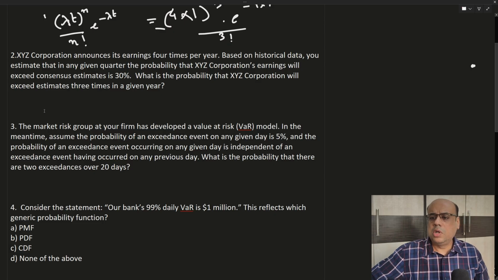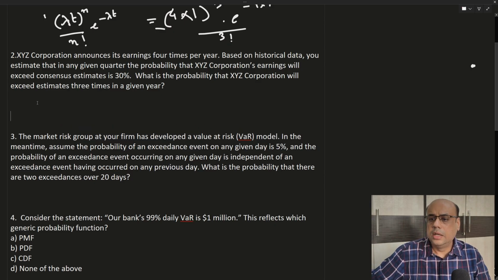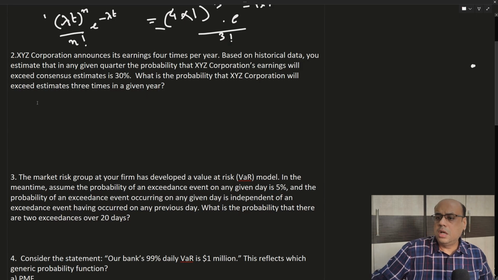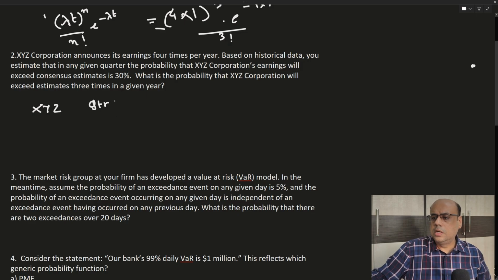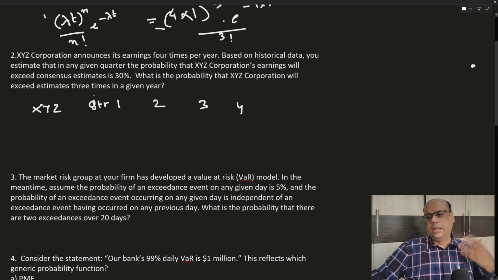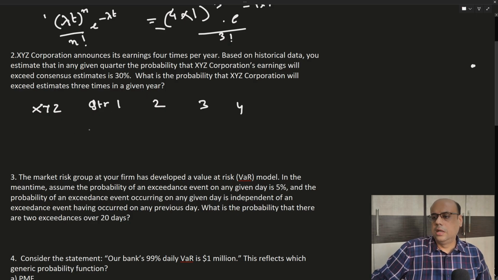Okay, now let us look at the second question, right? XYZ, this is quarter, 4 times a year, so 4 quarters. So quarter 1, 2, 3, 4. Based on the historical, it will exceed its estimate is 30%. So exceeding is 30%. What is the probability that the XYZ corporation will exceed estimates 3 times in a given year?